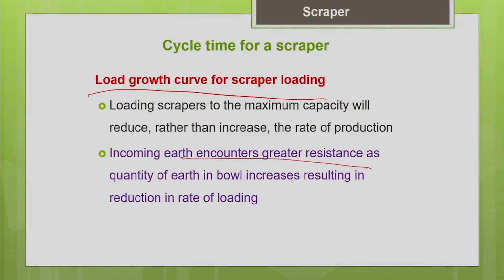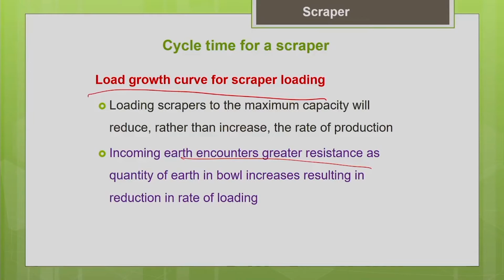Why? Because the incoming earth encounters resistance from the material which is already lying inside the bowl. The material already inside the bowl will start offering resistance to the incoming material when the bowl is almost 80-85% filled. Because of that, you can see that the loading rate will start reducing. This they call the law of diminishing returns. So that's what is written in this slide.